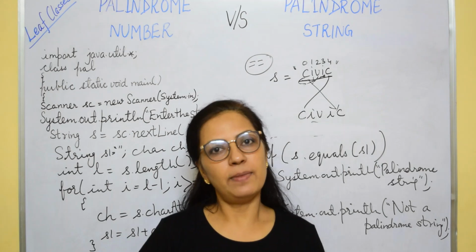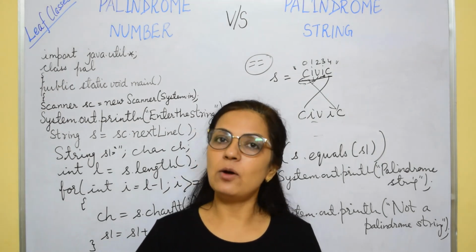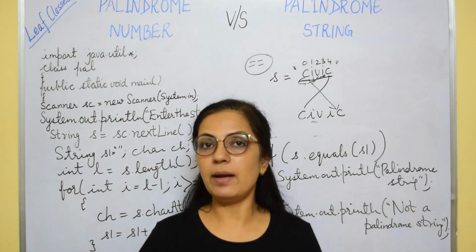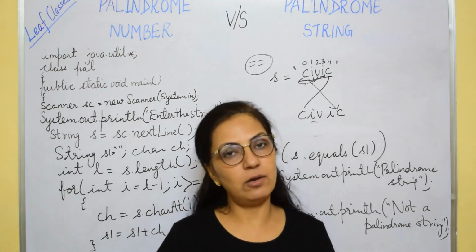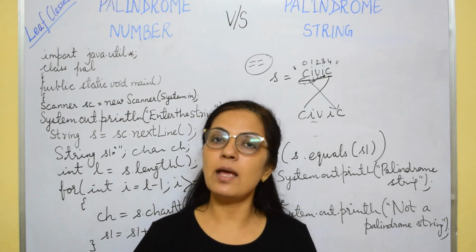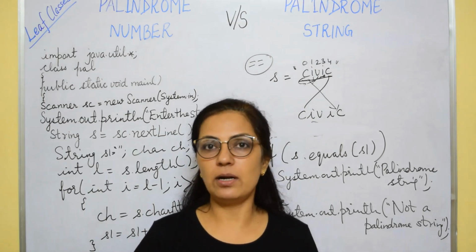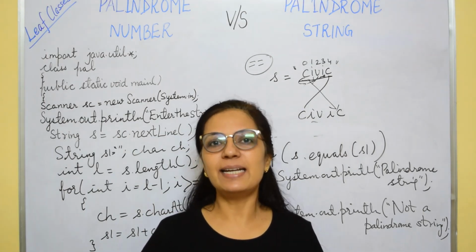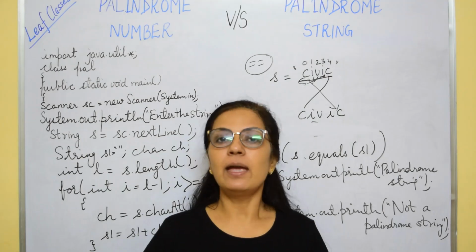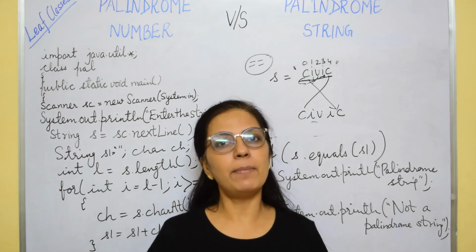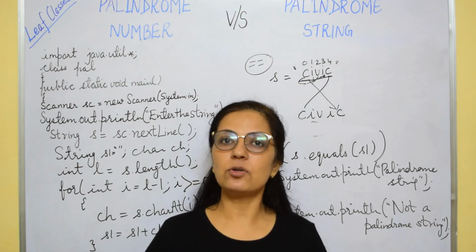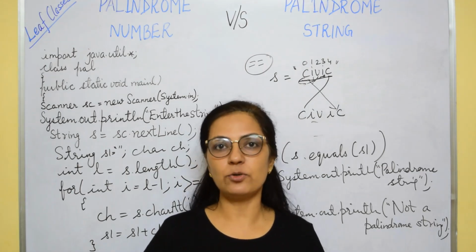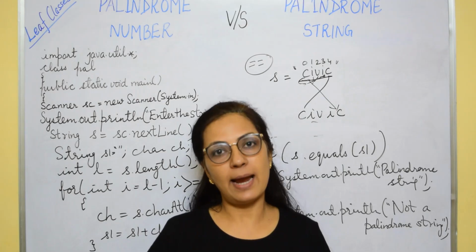So I hope that you have understood how to check for a palindrome number and for a palindrome string. In case of any doubt, you can always comment in the comment section, and I'll try to clear your doubts. The description box contains the link of the PDF in which the palindrome number is solved using a while loop and the string palindrome is solved using the compareTo function. You can download and check that.